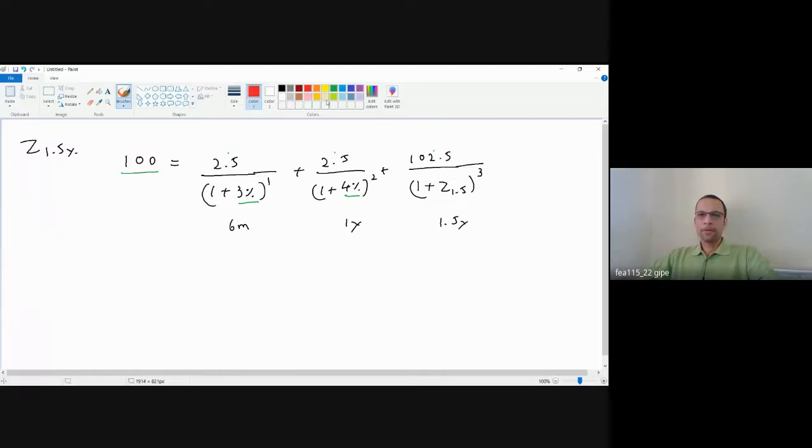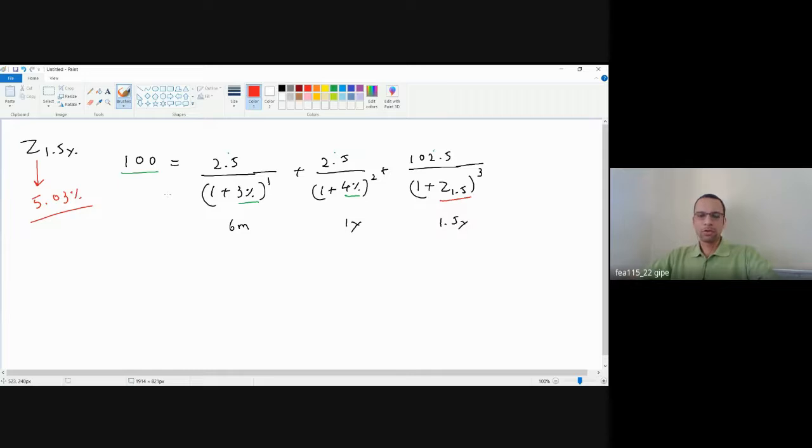Now, my only point is I want to estimate what is Z 1.5. So I have one equation and I have one unknown. So I simply move everything to the left hand side and I solve for Z 1.5, and this gives me the spot rate for 1.5 years, and I think that comes out to be 5.03 or something on my Excel.